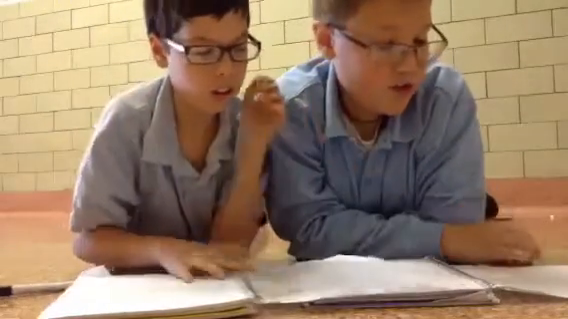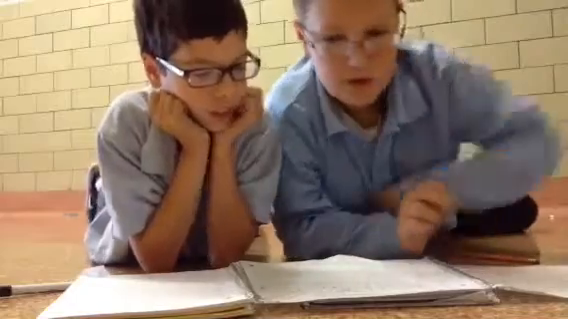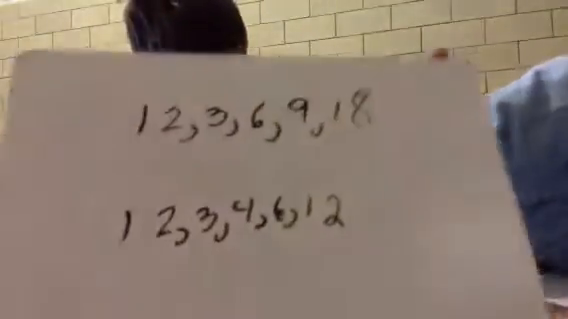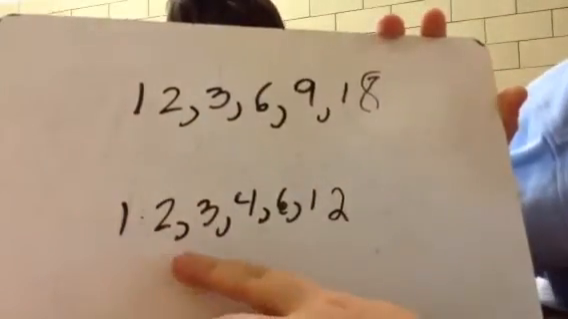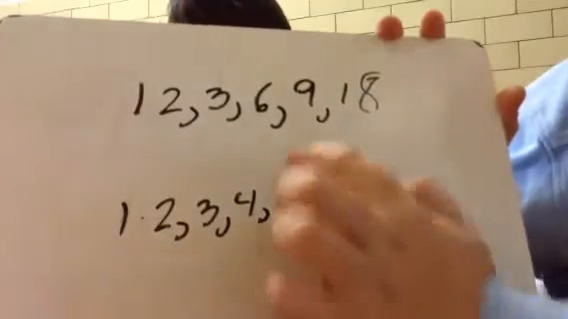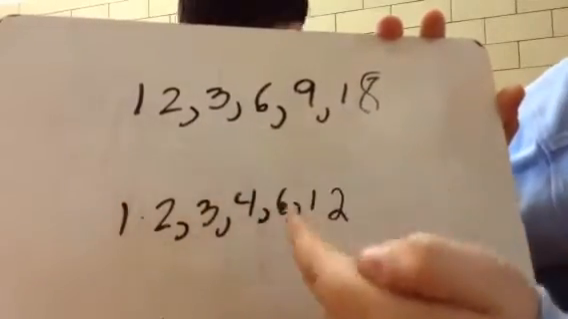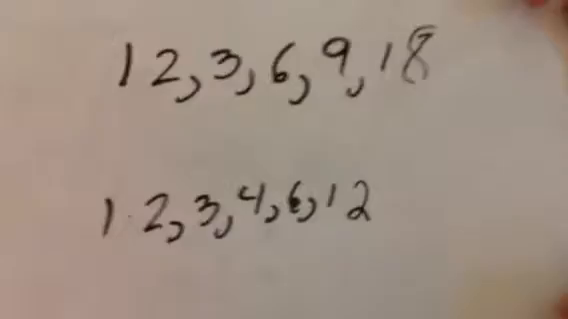For example, the GCF for 18 and 12 is 6. Here's the proof. Factors for 18 are 1, 2, 3, 6, 9, and 18. And the factors for 12 are 1, 2, 3, 4, 6, and 12. With 6 being the largest, it is the GCF. And that was GCF.